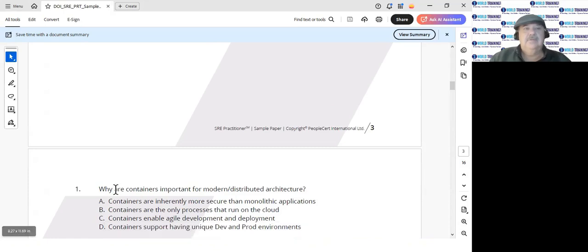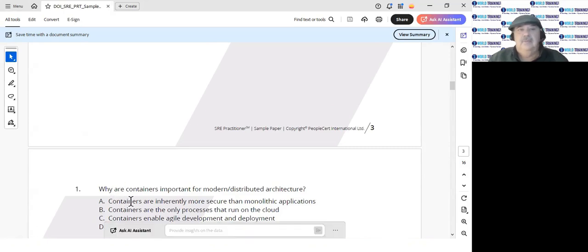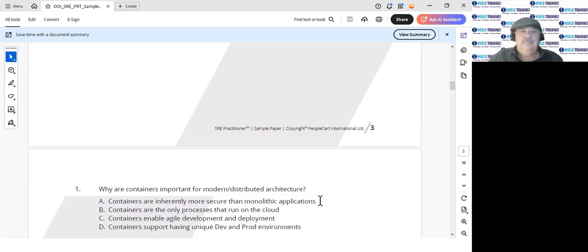Okay, so the first question is, why are containers important for modern distributed architectures? So the first answer is containers are inherently more secure than monolithic applications. There is some truth in that, for sure. I mean, there are some advantages of using containers in some security use cases, so that's a possibility.